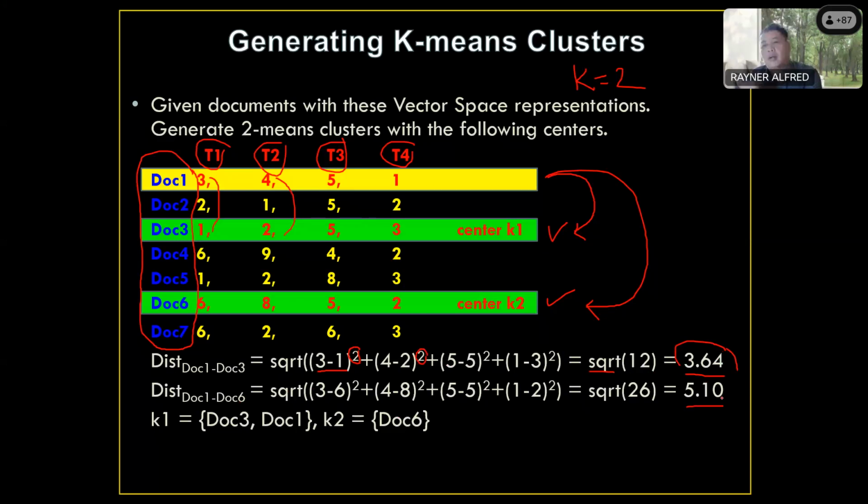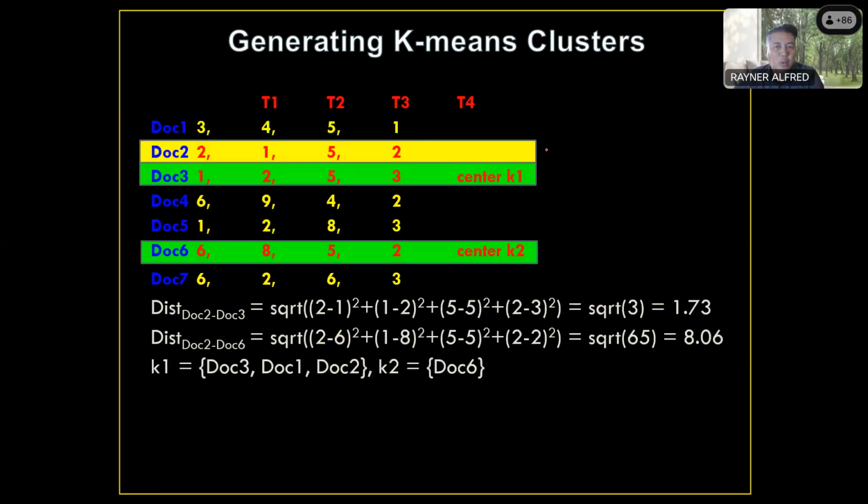So basically, document 1 should belong to document 3 because they are nearer to document 3. So we put document 1 and 3 in the same cluster. So we'll repeat that for document 2. What is the distance between document 2 and 3? And we found that document 2 is nearer to document 3, then we put them in the same cluster.